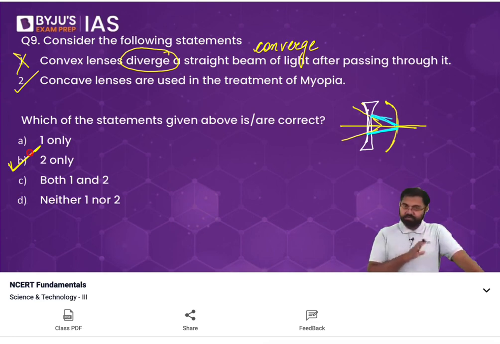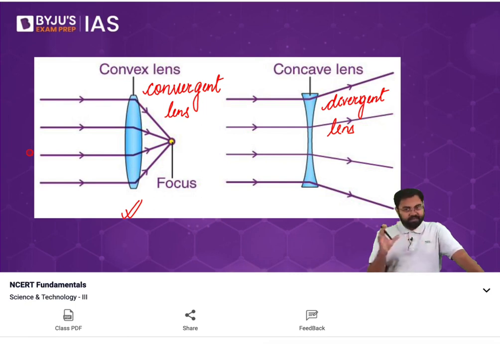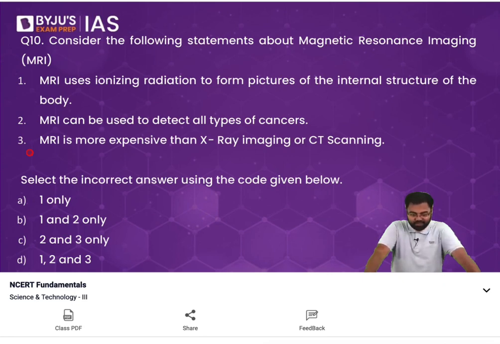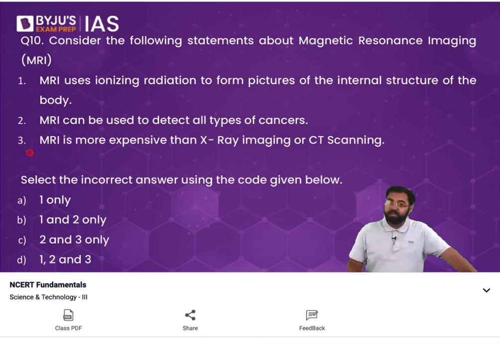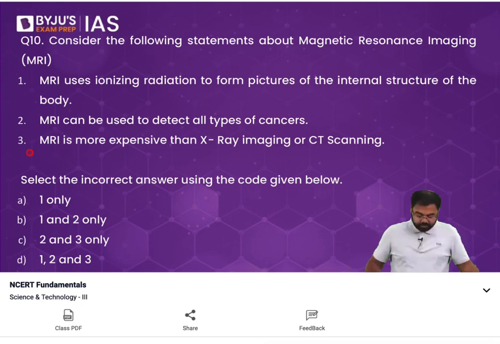Understand convex lens and concave lens, how they converge or diverge the rays of light that come towards them. Moving on, the next question, question number 10, the last question of the day. Consider the following statements about magnetic resonance imaging or MRI. Here you have to select the incorrect answer.